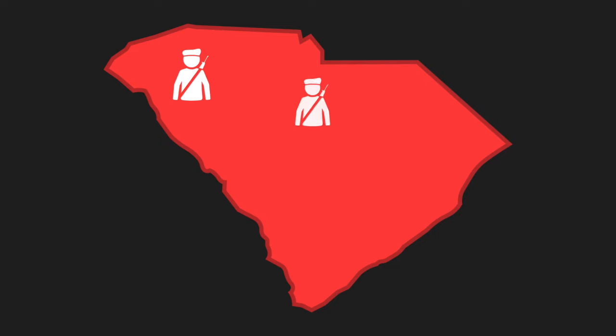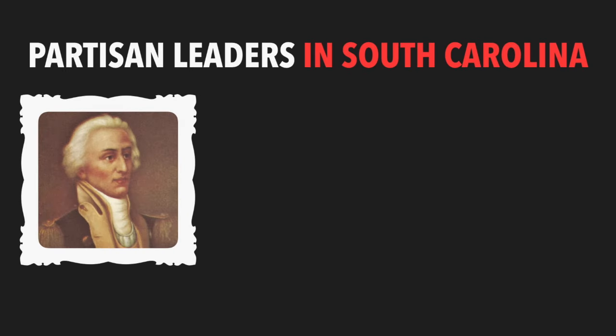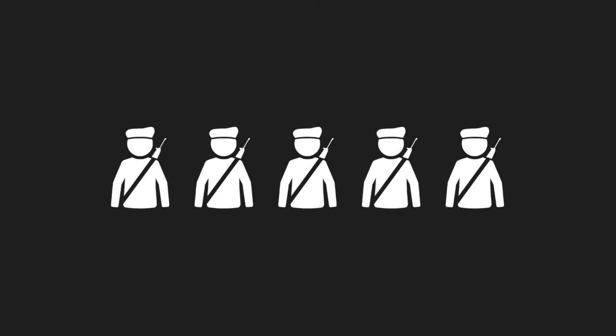Many South Carolinians started forming partisan groups. These were small fighting units that were not part of any official army. People like Francis Marion, Thomas Sumter, and Andrew Pickens all led partisan groups in South Carolina. They were not part of the Continental Army, but they were fighting against the British troops. They did not line up and fight like most armies did at this time. They used hit-and-run tactics to surprise the British soldiers.